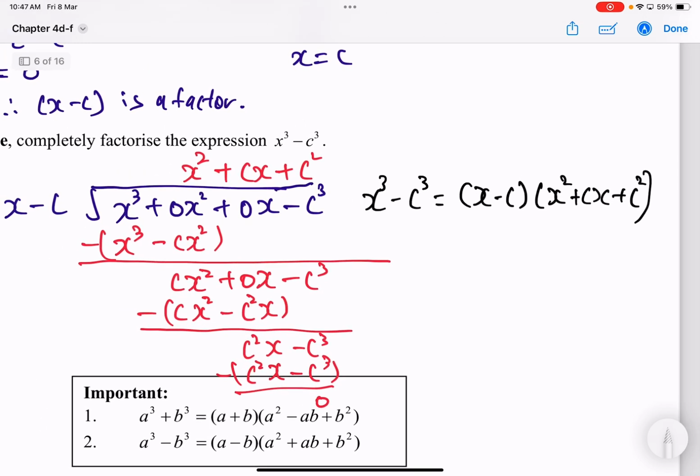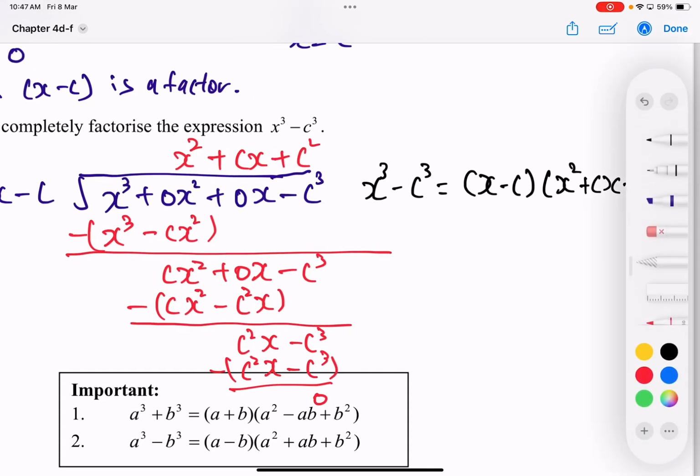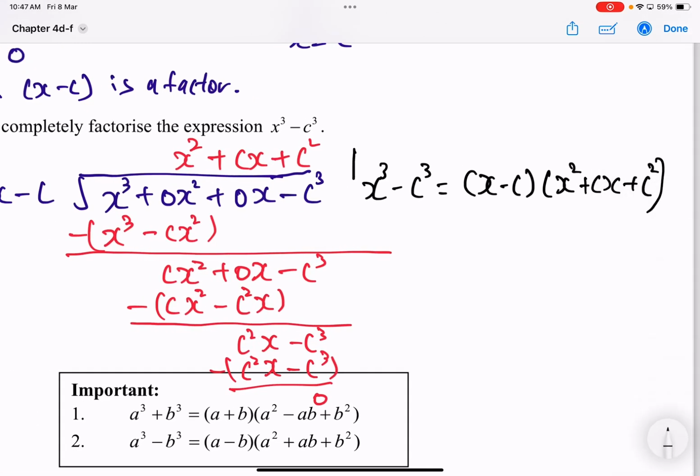Okay, my answer is up there. Can you do it and check your answer with mine?